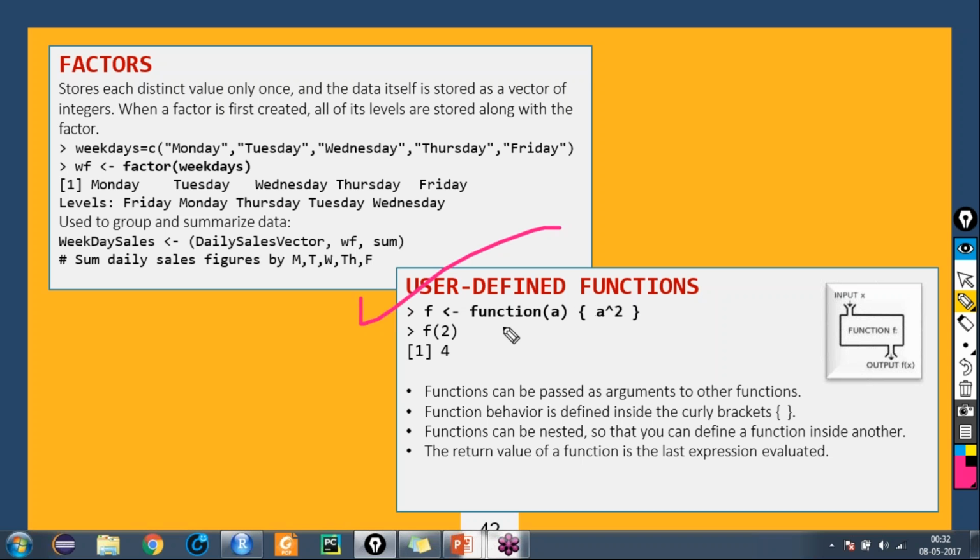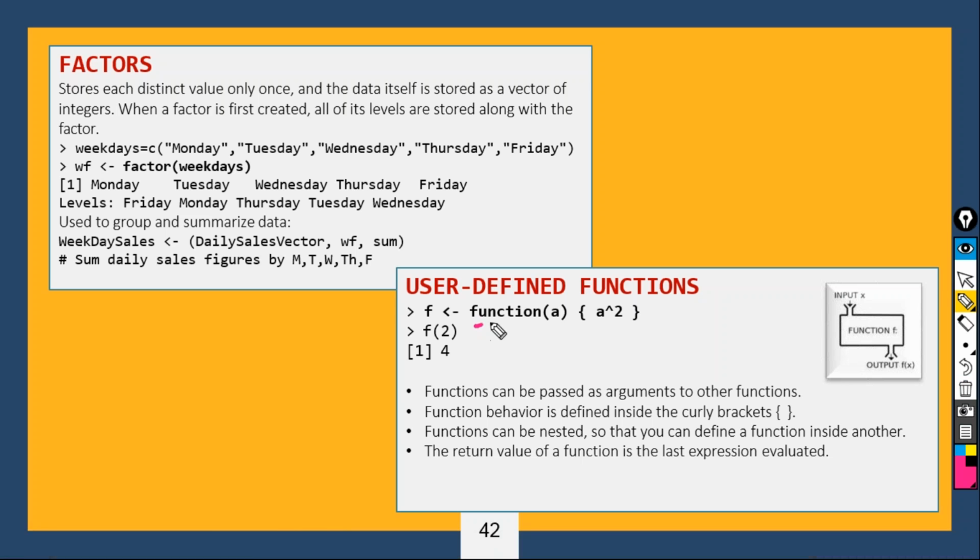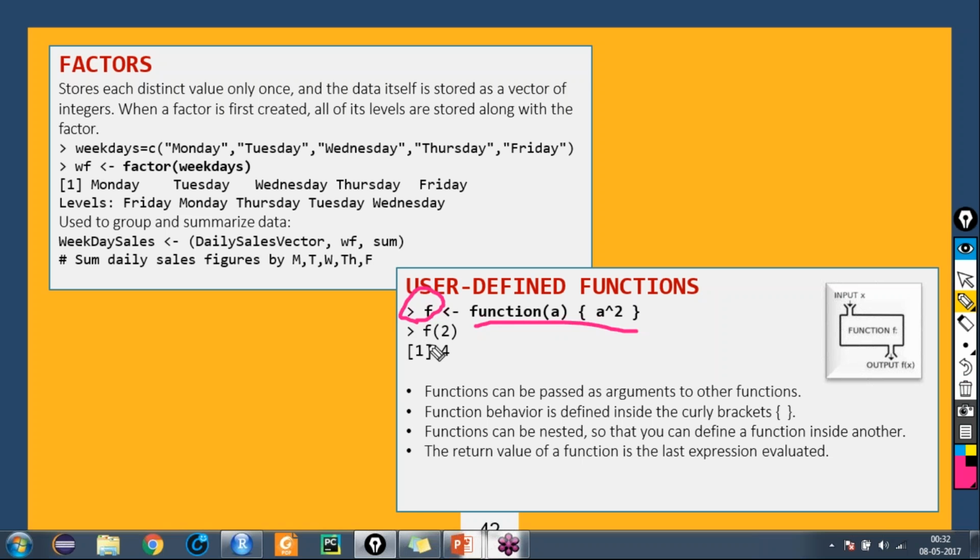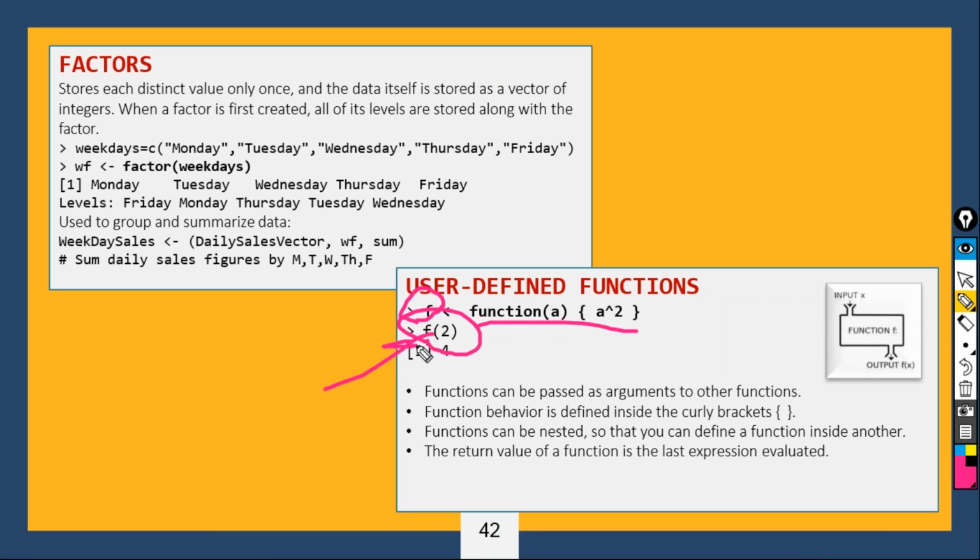Now you have come to user-defined functions. A user-defined function is nothing but a function which is defined by the user. Let's say factor is a predefined function, and you can also define your own function as per your project. This is the syntax: function, A, any variable, and then the operation you want to do in curly braces. This value is getting stored in F, and when we pass F(2), this is called calling of a function.